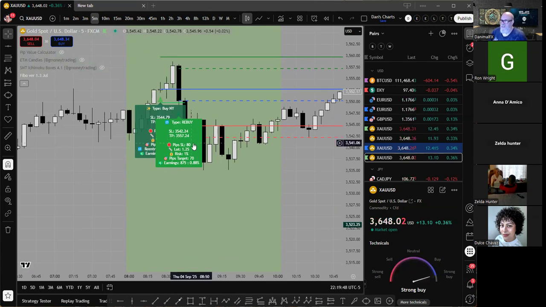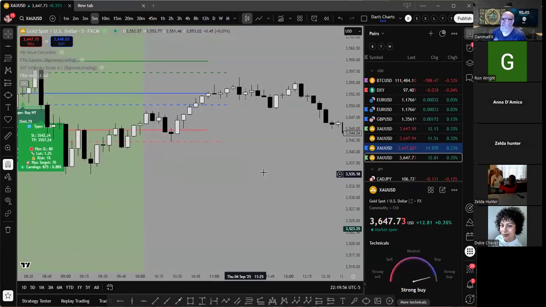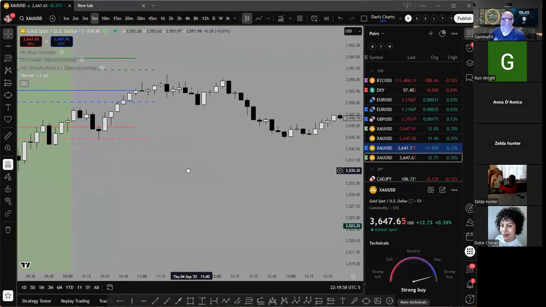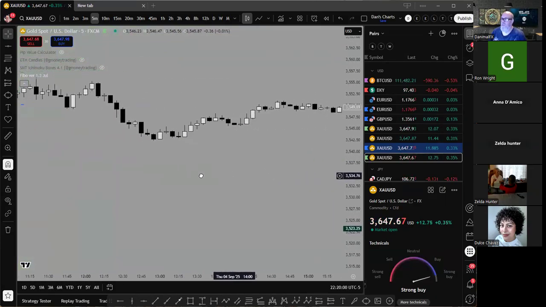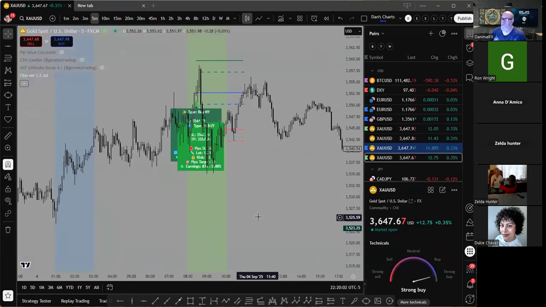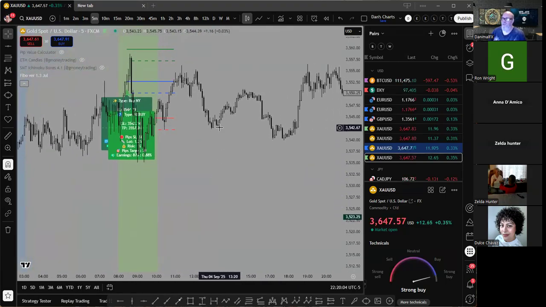Then on the way back up, you could have re-entered at each red line, all the way up to the blue line. But look what happened. It never got to the green line, up until how late did it go? It never came back until later, and this would have stopped out.